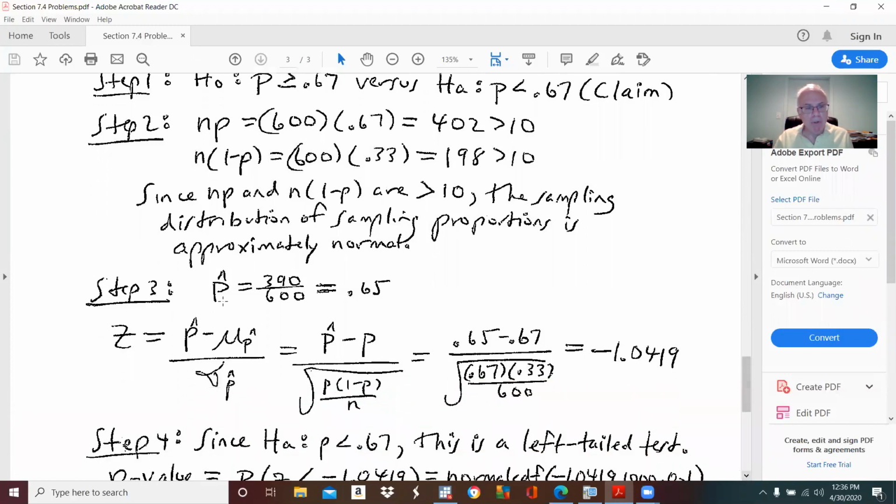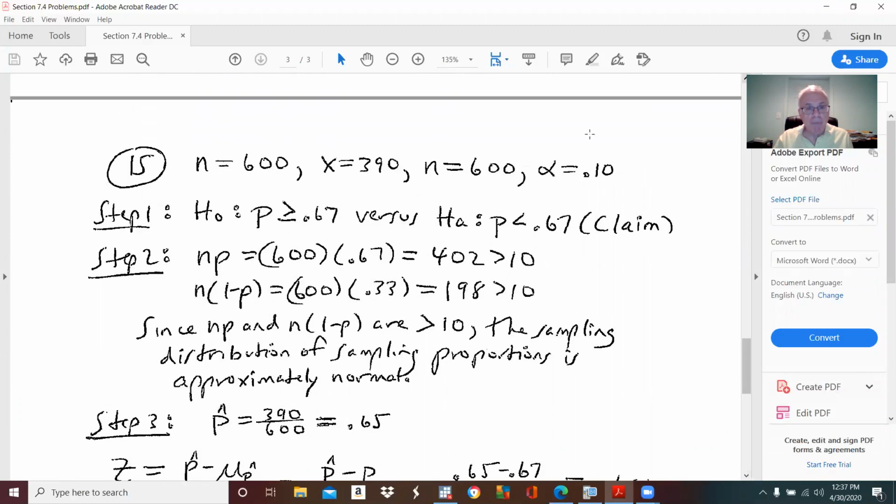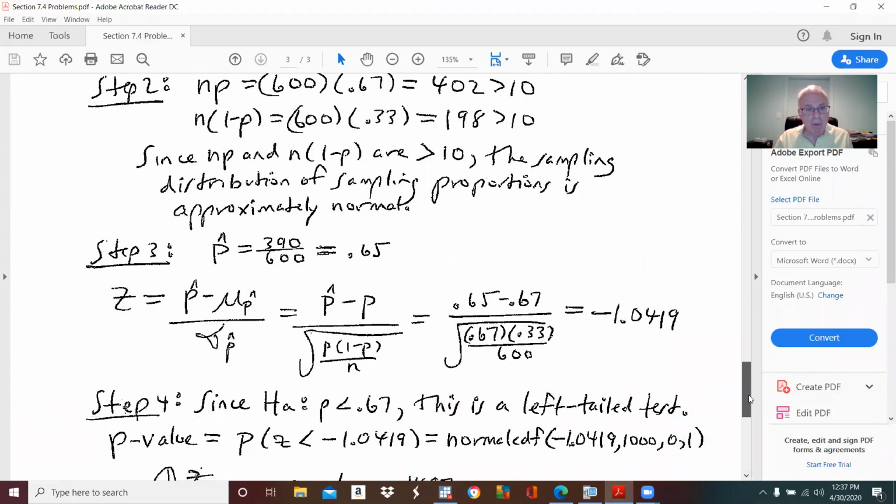Now, step 3, we're going to do our test statistic. But first we have to calculate our sample proportion. Remember, X is 390 and n is 600. So our sample proportion is X divided by n. When we divide these two numbers, we get 0.65 as our sample proportion. So that's what we plug in for p hat in our test statistic formula, 0.65.